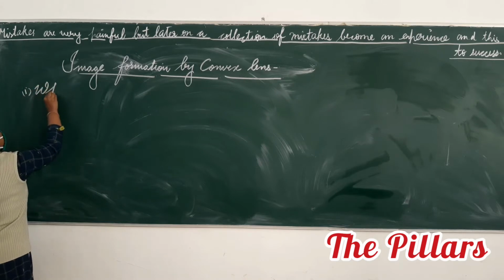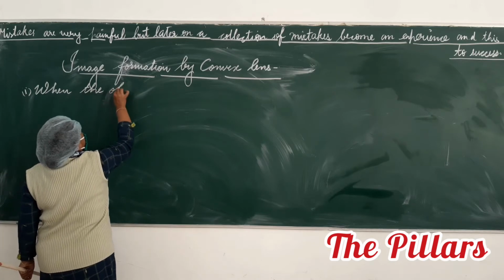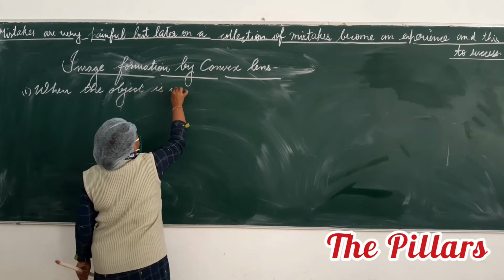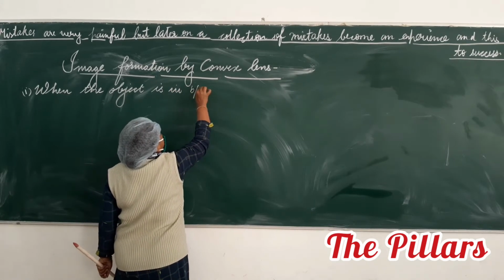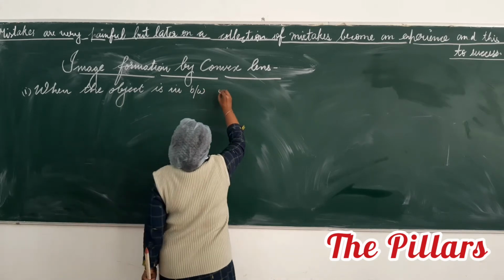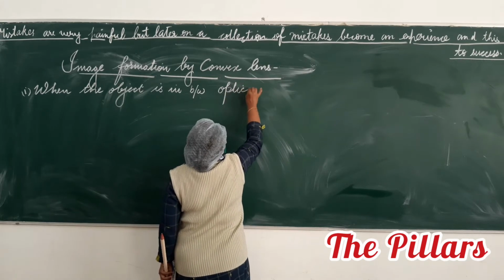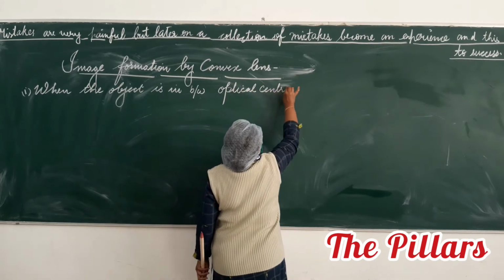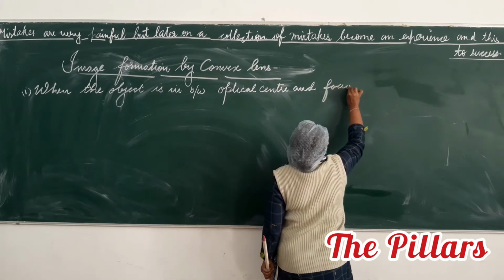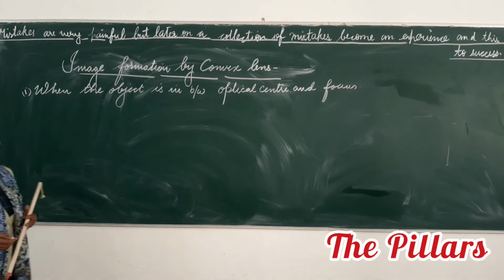When the object is in between, this is a short symbol for between. Okay? In between optical center and focus. Where the object is in between optical center and focus.